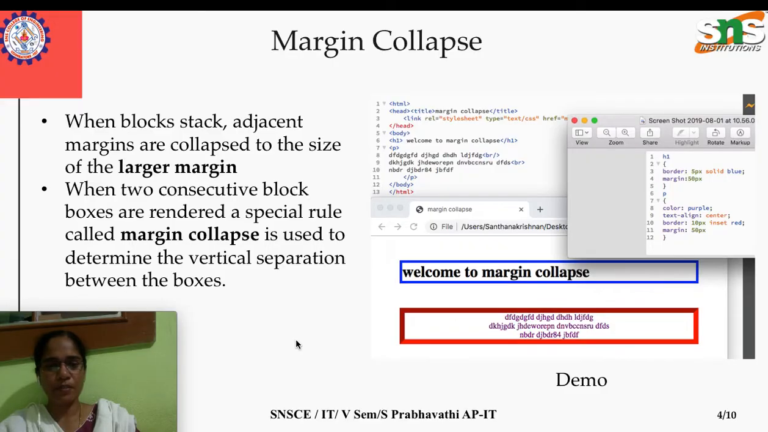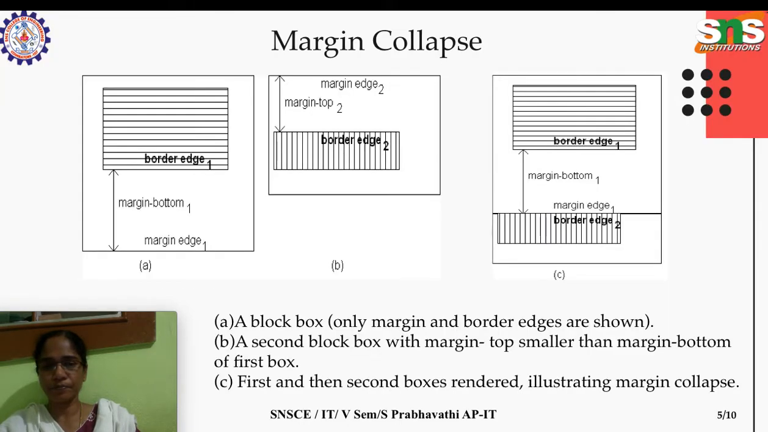Margin collapse is nothing but when two consecutive blocks are rendered by the browser, margin collapse will automatically happen to determine the vertical separation between the boxes by picking the larger margin between the two block elements. In the example we have seen, one margin is 50 pixels, the other is 75, so it will pick the larger margin, 75.